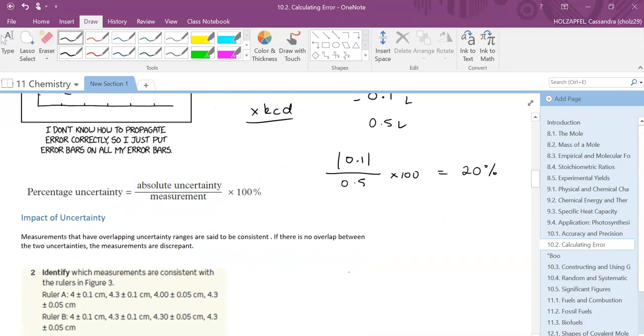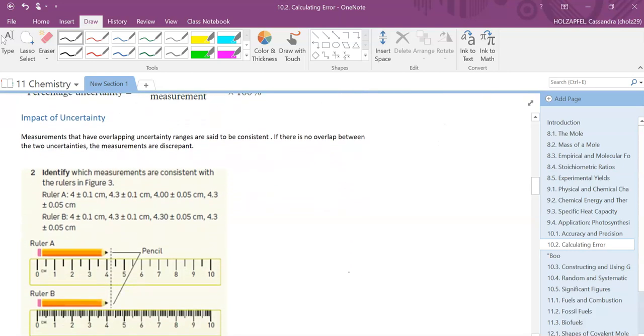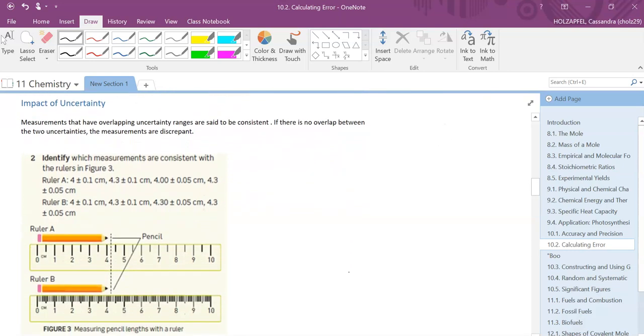All right, so the impact of uncertainty. So why does this even matter how uncertain something is? Well, we have to know whether or not the experiments that we're performing are going to be consistent or if they're going to be discrepant. Because if they're discrepant, we might want to repeat the experiment or repeat the measurements so that we can have the most accurate and most precise results for our experimentation.